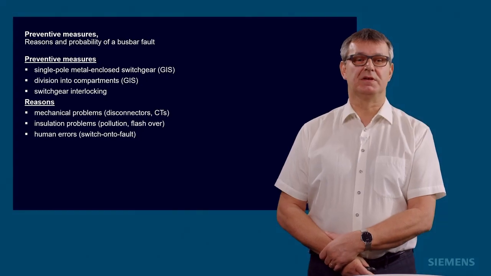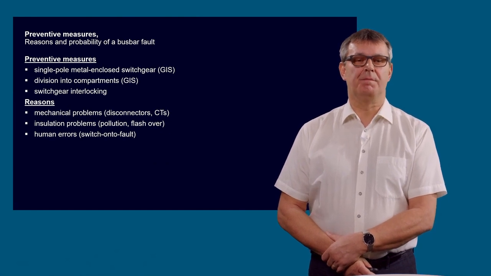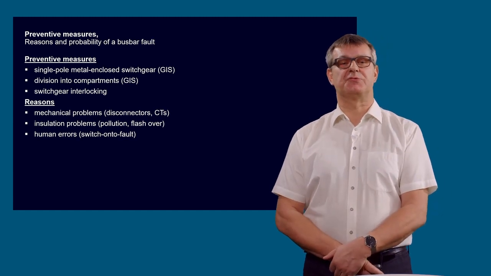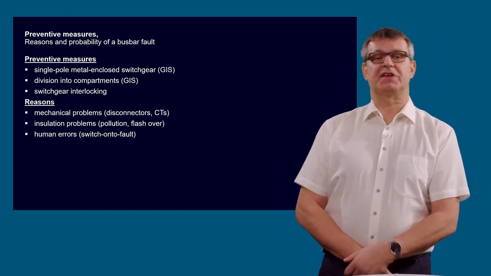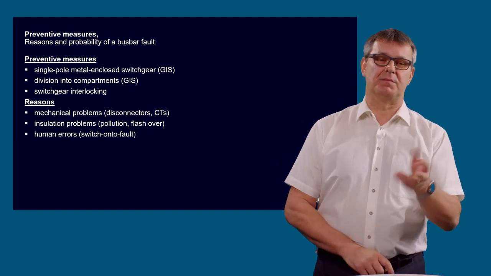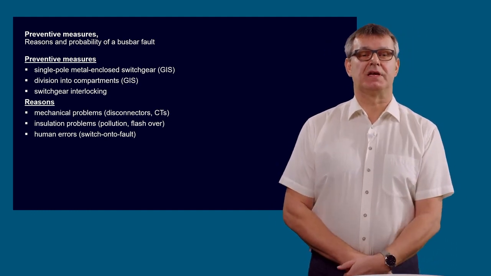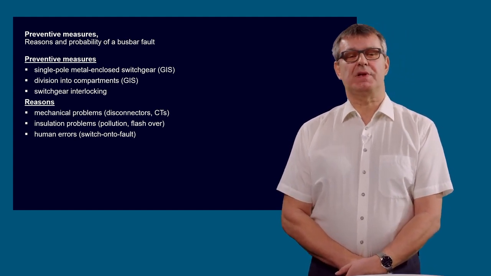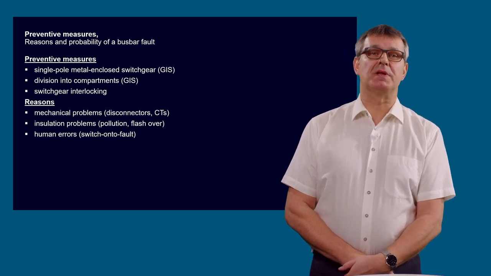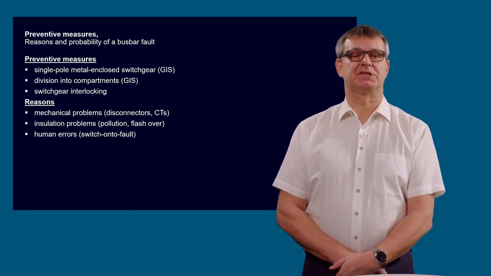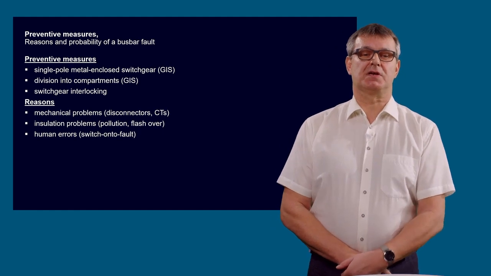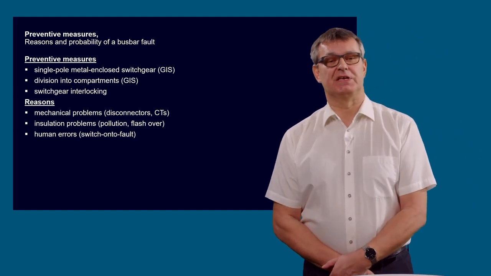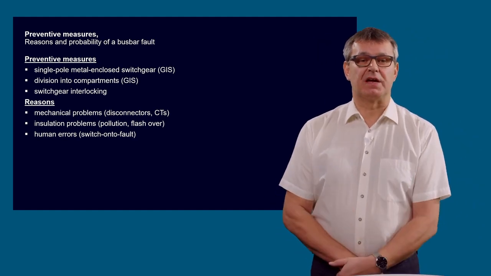What are the reasons? The reasons are mainly mechanical problems, especially problems during the running time of the disconnectors, sometimes mechanical problems of the CTs, but mainly of the disconnectors, sometimes also mechanical problems of the circuit breaker. Not so much a problem in GIS stations, more a problem in air-insulated substations, is to have isolation problems. Pollution flashovers, we have seen this in our short video at the beginning. This was most likely an isolation problem.